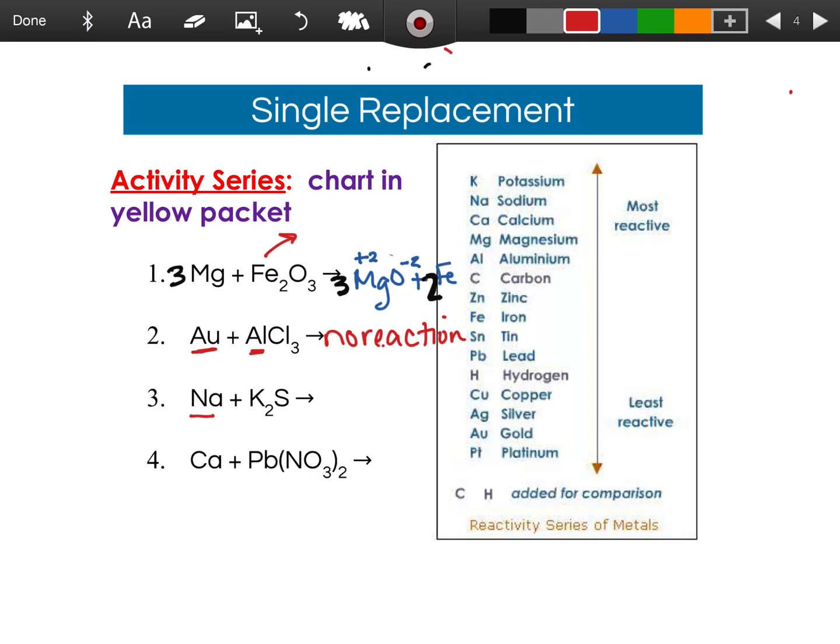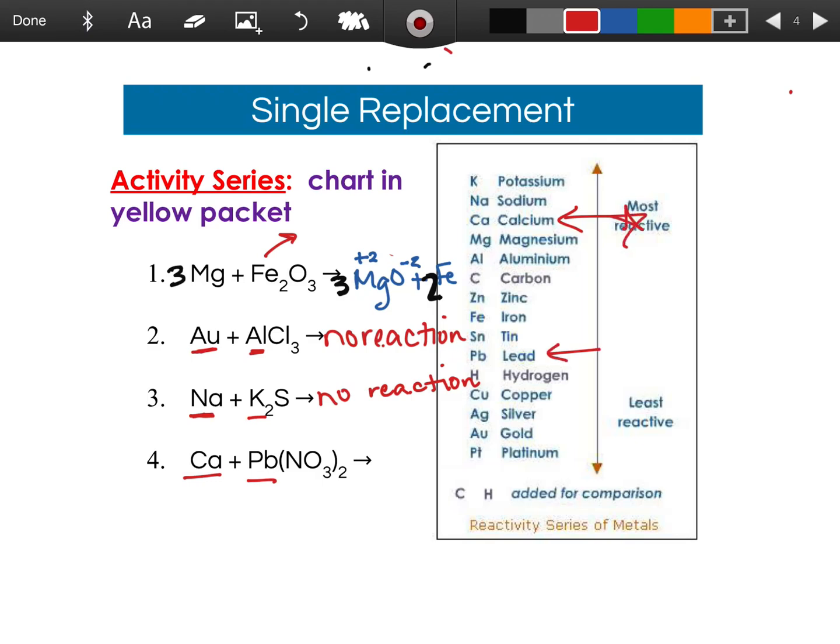All right, the next one, we're comparing sodium and potassium. Sodium is up here, potassium is right above it. So because the single element is below the one that it's trying to replace, sodium is not strong enough to replace potassium, so nothing will happen, no reaction. All right, and last but not least, we are comparing calcium and lead. So calcium is up here, lead is down here.